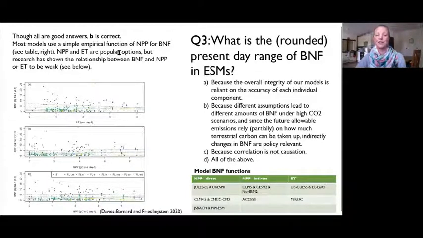And so the question is not what's written, but why is it important that we get the right relationship between BNF and whatever we're modeling it with? The potential answers are either because each part of the model really matters, and it's a cumulative process of getting each small component right in order to get everything right, or because the amount of BNF, being the largest source of nitrogen into the system, can really affect our amount of future carbon uptake, and so it's policy relevant, or because correlation is not causation, and fundamentally we should get this right, or all of the above.